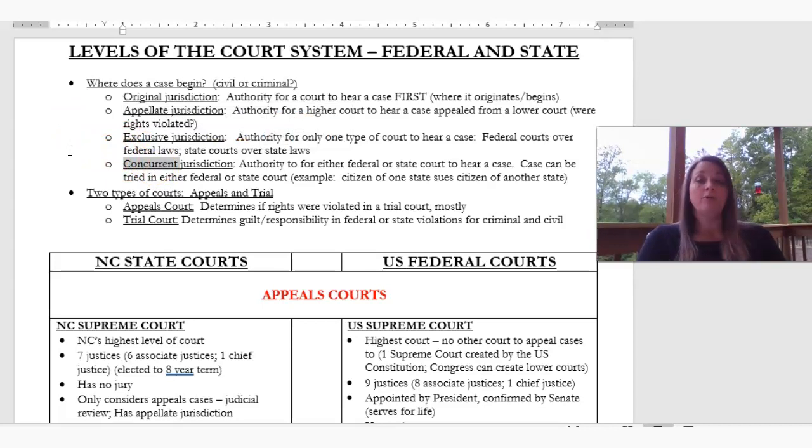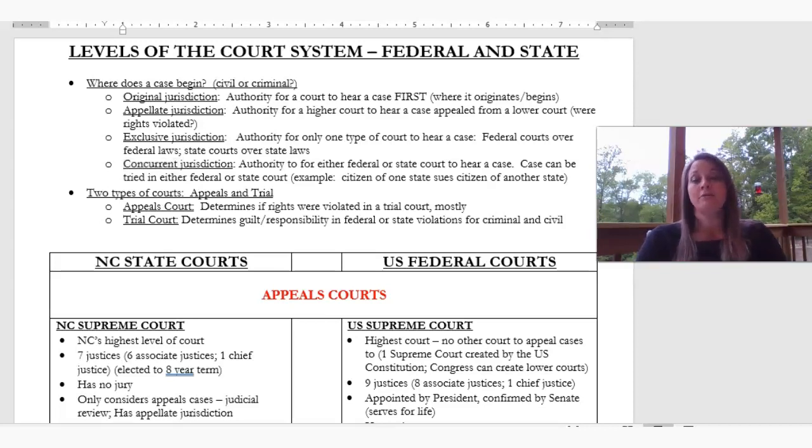Concur or concurrent means both, like we have concurrent powers for both federal and state. Concurrent powers, for example, in federalism, could be something like making laws, making courts, taxes. Those are all concurrent powers that we understand. So with concurrent jurisdiction, it's where the authority to hear a case could be either in federal court or state court. For example, a citizen of one state can sue the citizen of another state, and it could actually wind up in either federal or state court. So those are our 4 types of jurisdiction that we're going to be talking about as we go through the state and federal court system.